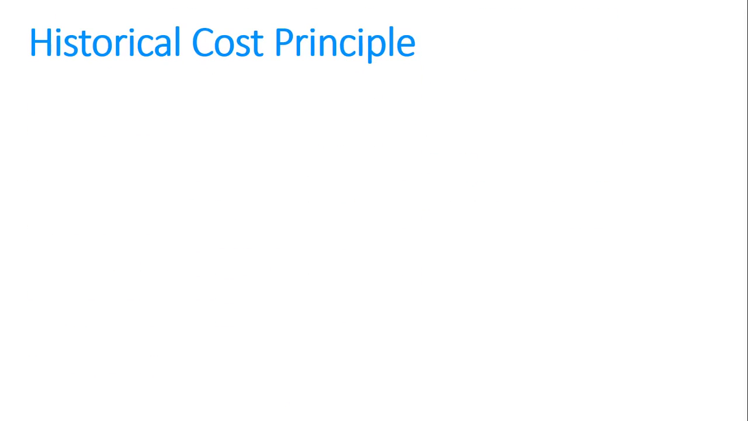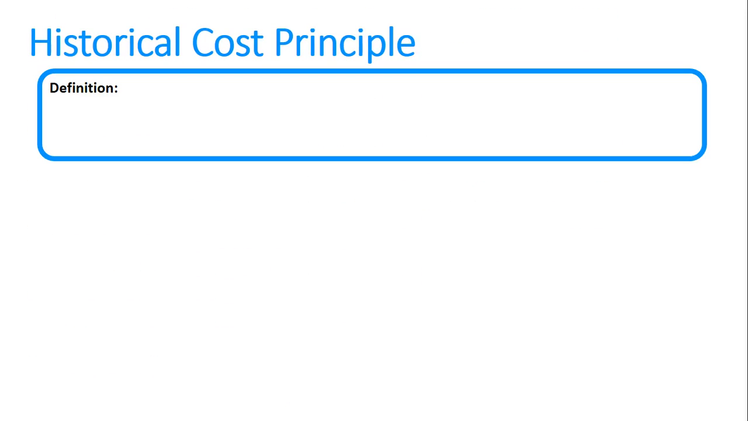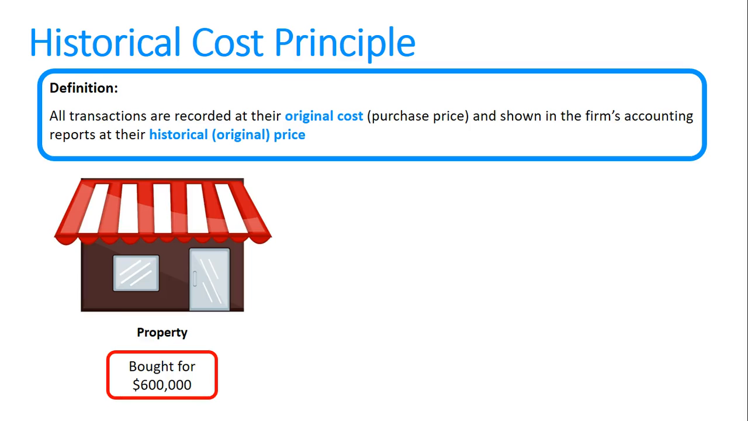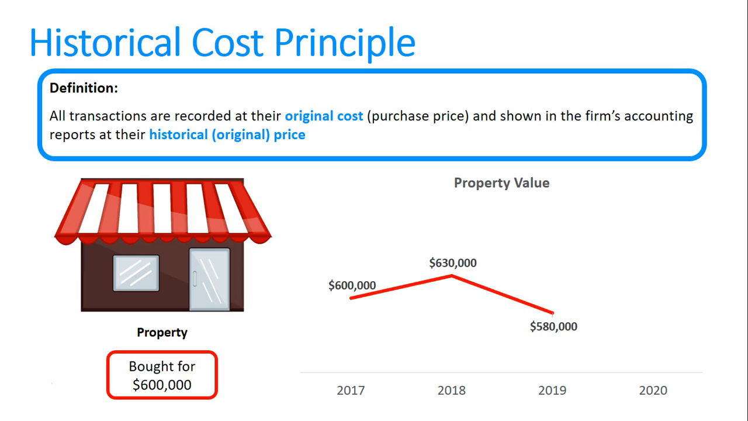Let's look at our second principle, historical cost. It says all transactions are recorded at their original cost or purchase price and shown in the firm's accounting reports at their historical or original price. So if you were to buy a property for $600,000 and that's what it cost on the day you bought it, let's say it goes up over time to 630, maybe it goes down a year later to 580, and then it goes up to $700,000 in 2020.